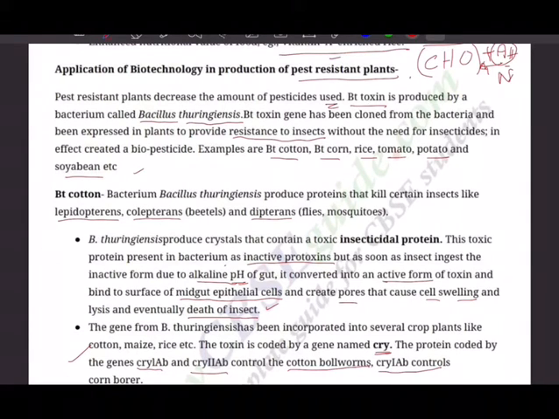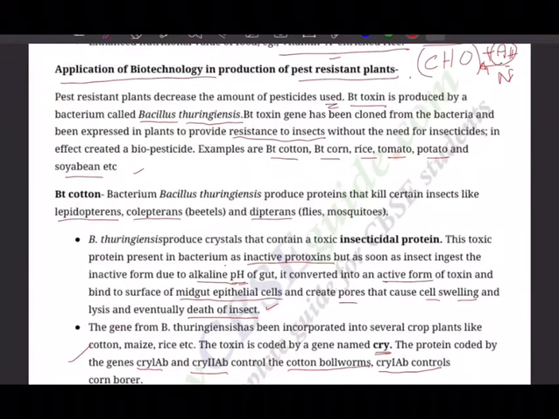We are into the revision mode, as all of us know, and we are revising a very important chapter, namely chapter number 12, biotechnology and its applications. In that, we were talking about applications of biotechnology in production of pest resistant plants. In our last class we talked about GMOs, genetically modified organisms, and in particular about the plants, that is, transgenic plants.